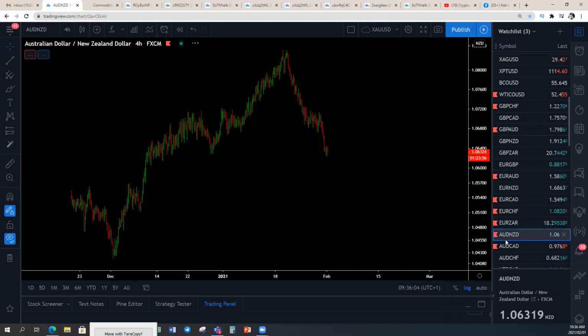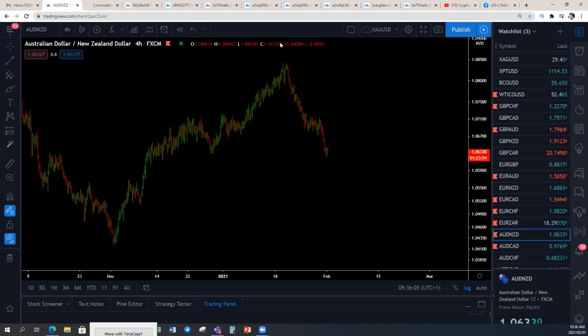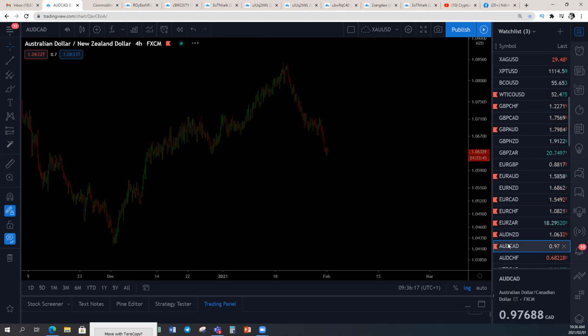Let's go to the cross pairs, Aussie New Zealand. The continuation pattern here made a running flat. Still expect continuation to the downside to complete that structure. Nothing has changed there.